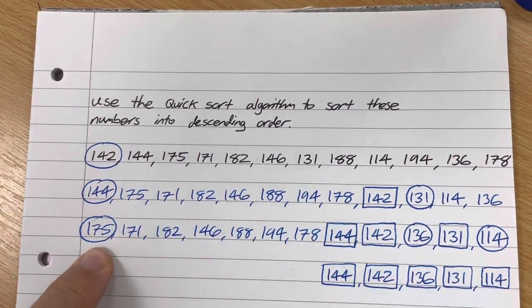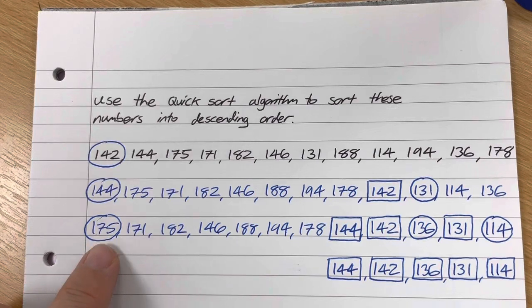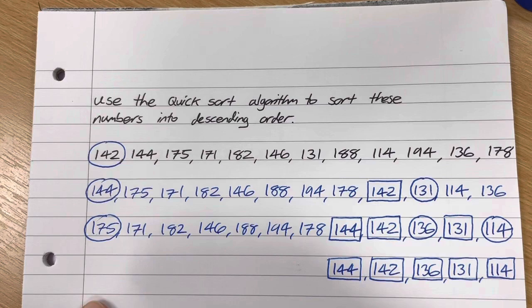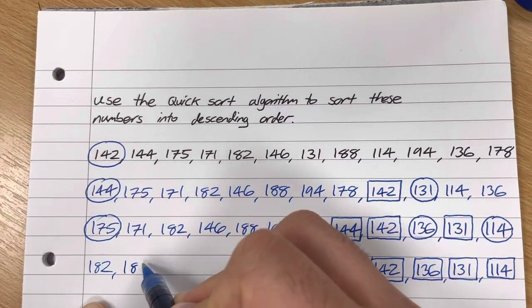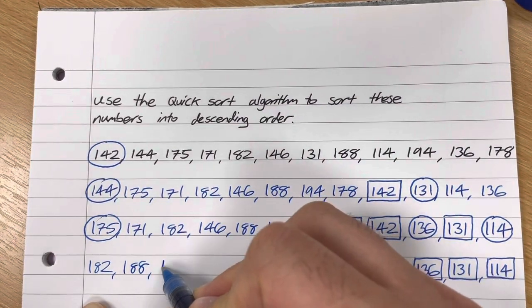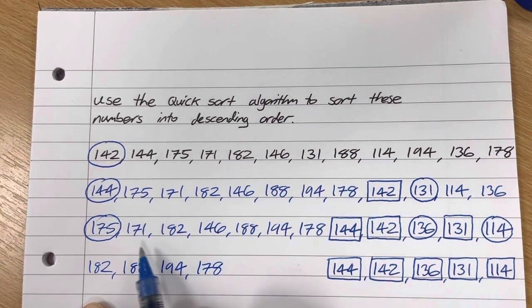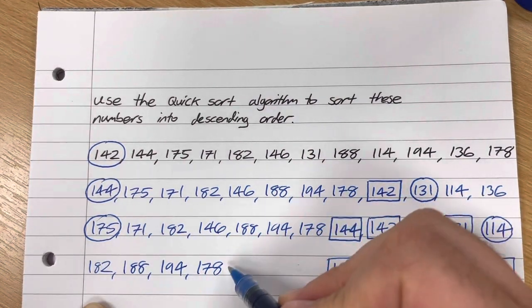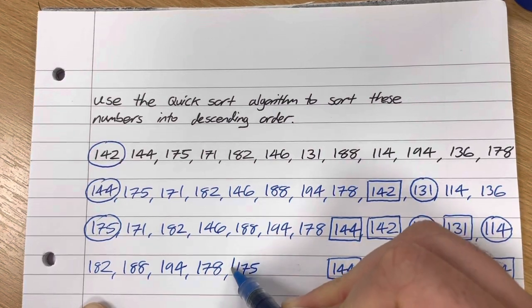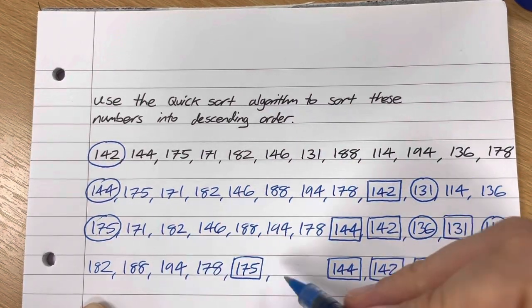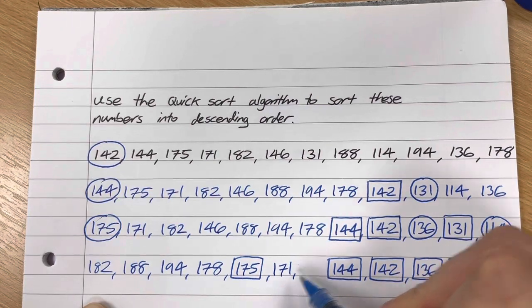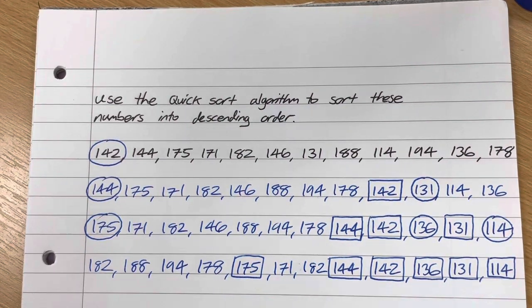175 is the first entry, so that is the pivot for this one. So 171 is smaller, 182 is bigger, so that's going to go here. Smaller, bigger, 188, 194, and 178. So those are the four numbers out of these 6 which are bigger than 175. 175 is now locked in place, that will go there in the list, and then the other two numbers that we missed out earlier, so 171 and 182. So all of those locked in place.